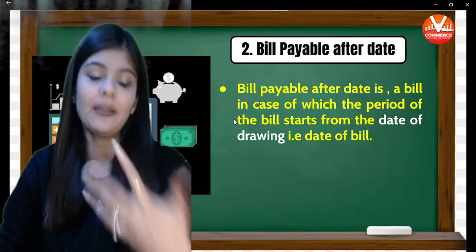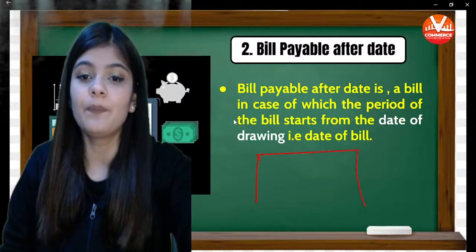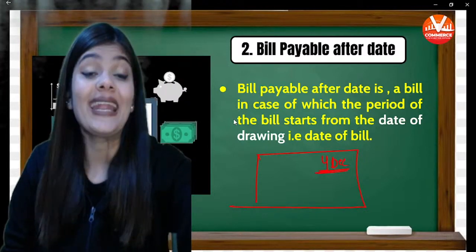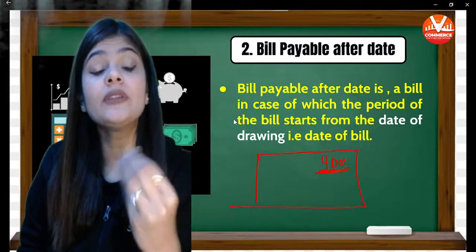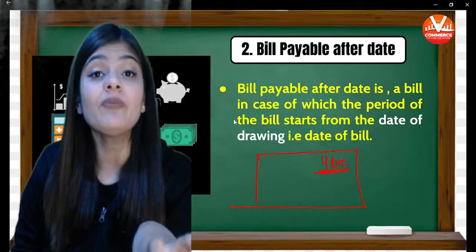Okay, let me explain it again. So this is a bill which is drawn on 4th of December. Date of bill is 4th of December. आज हमने bill draw किया. Now the maturity period is 2 months. The term of bill is 2 months.